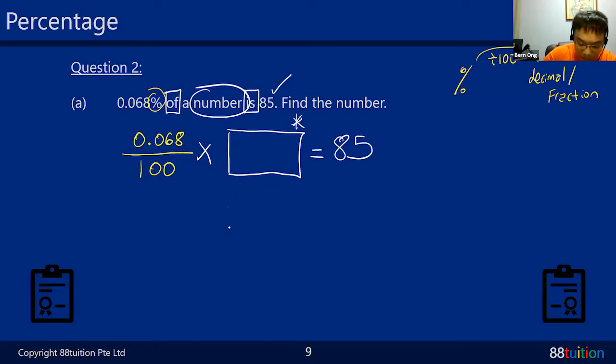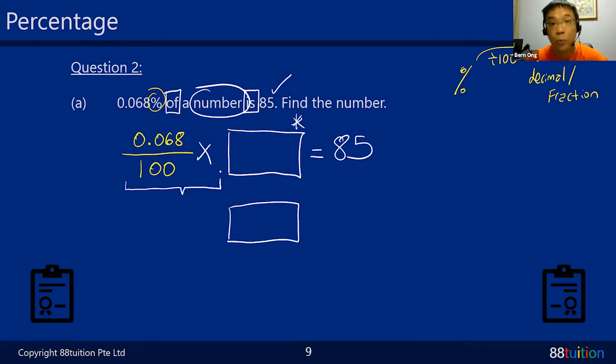So find the box. How do you find the box? Down here is a times. Times you bring across will be divide, correct. So 85 is still here. Don't disturb the 85. Times you bring across the equal sign becomes divide by what?